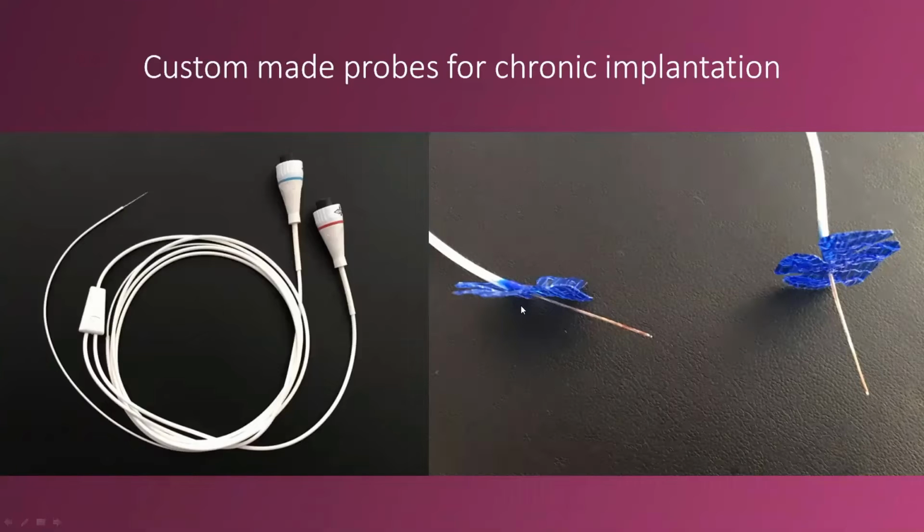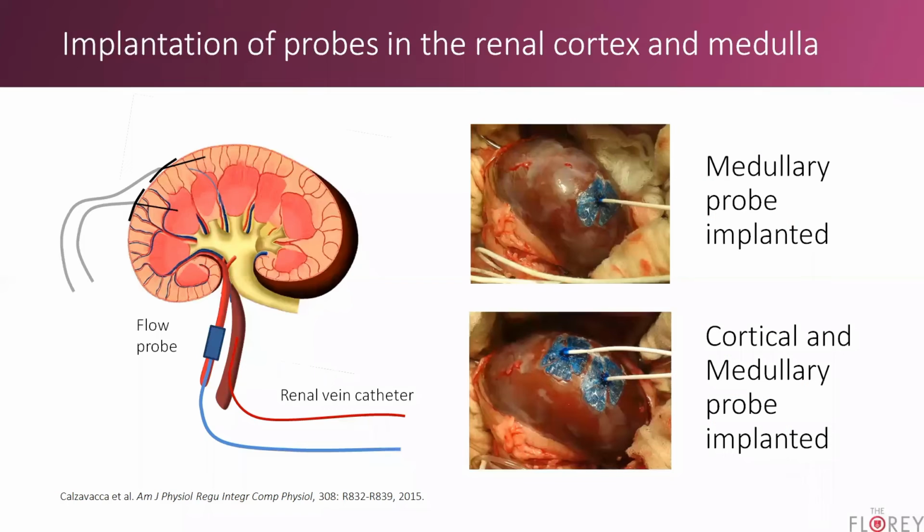And in the next slide, you'll see the reason for that, and that is that we're implanting these probes into two different positions on the kidney. So in the left-hand panel, you can see that one of the probes goes deep into the kidney, into the medulla. The other is superficial and goes 2 to 3 millimeters deep into the renal cortex.